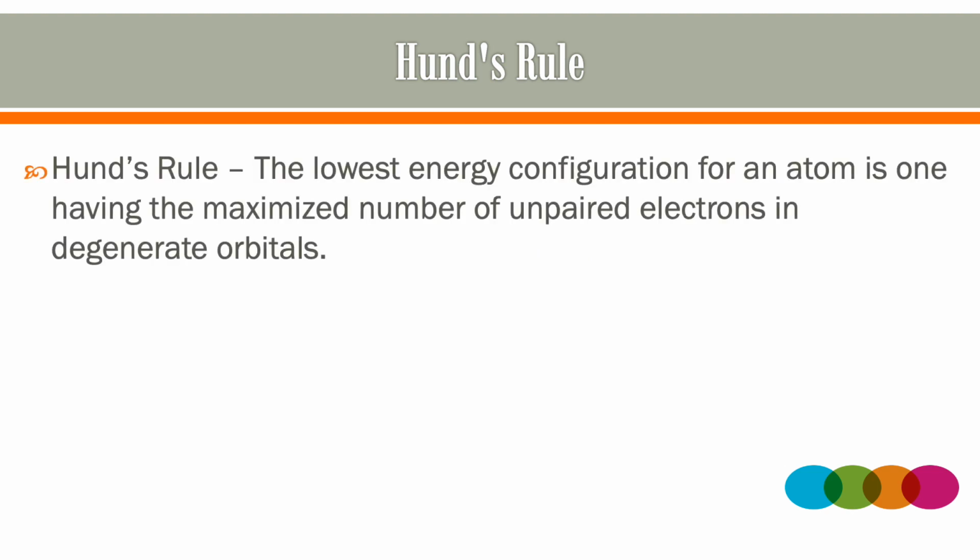Hund's rule. Hund's rule is the lowest energy configuration for an atom is one having the maximized number of unpaired electrons in degenerate orbitals. Let's look at this using the atomic orbital diagram we built in an earlier video.